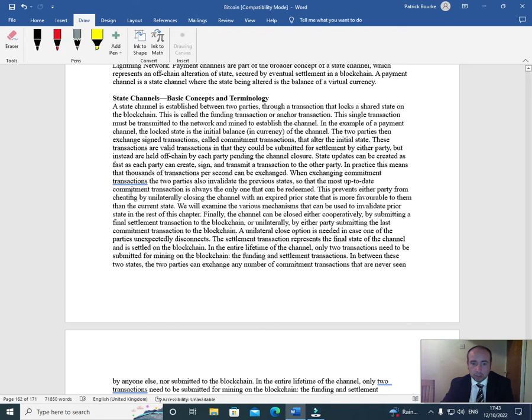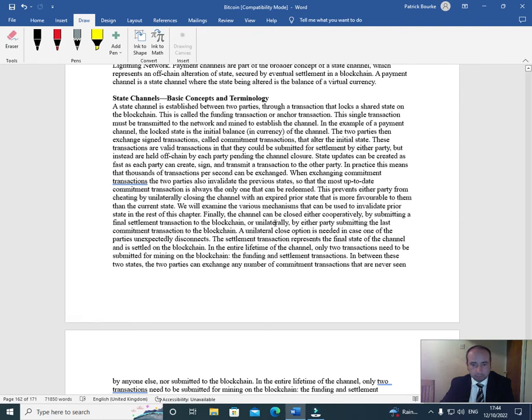When exchanging commitment transactions, these two parties are also invalidating previous states, so that the most up-to-date commitment transaction is always the only one that can be redeemed. This prevents either party from cheating by unilaterally closing the channel with an expired prior state that is more favourable to them than the current state. We will examine the various mechanisms that can be used to invalidate prior state in the rest of this chapter.